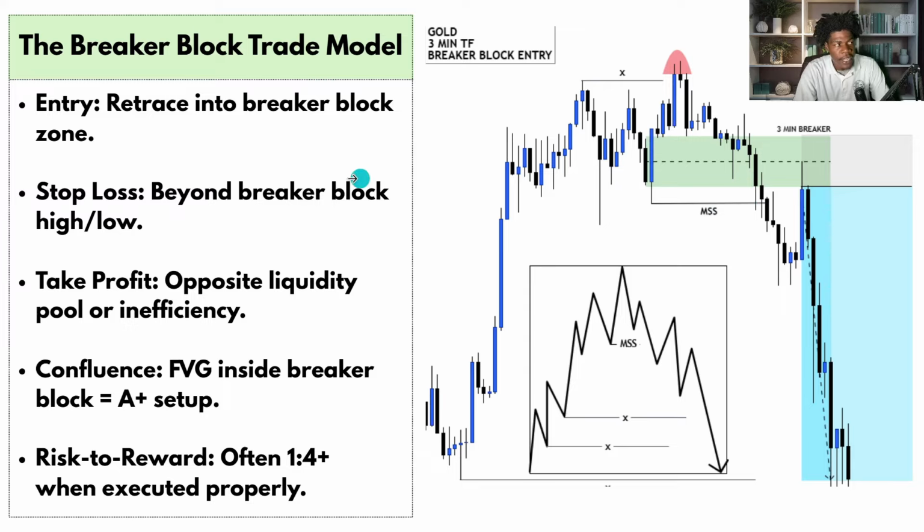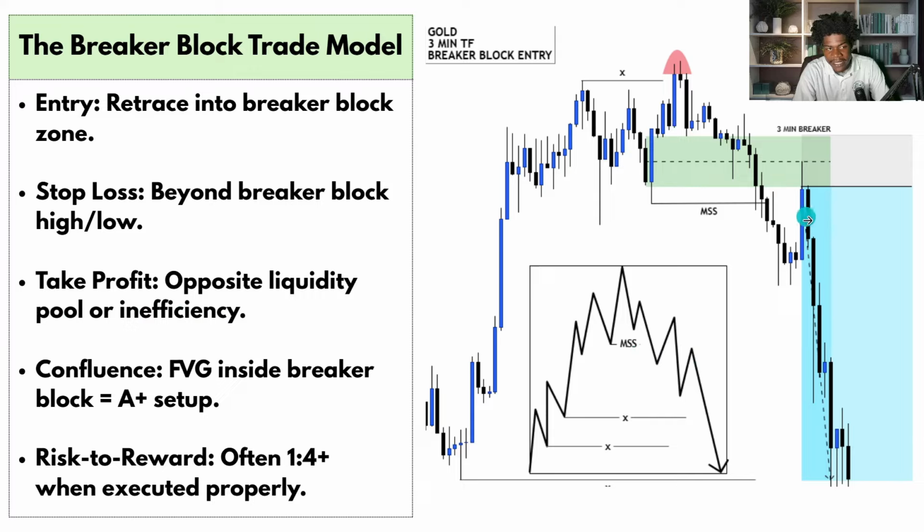How do we place our trade? Like I stated, retrace into the breaker, right? You want to see price pull back and retrace inside of your breaker, open your trade right here, and your stop loss beyond the breaker high or low. As you can see right here, my stop loss is right above this candlestick high, just so I can be safe and give price room to play around. Then your take profit is the opposite liquidity pool or the inefficiency.